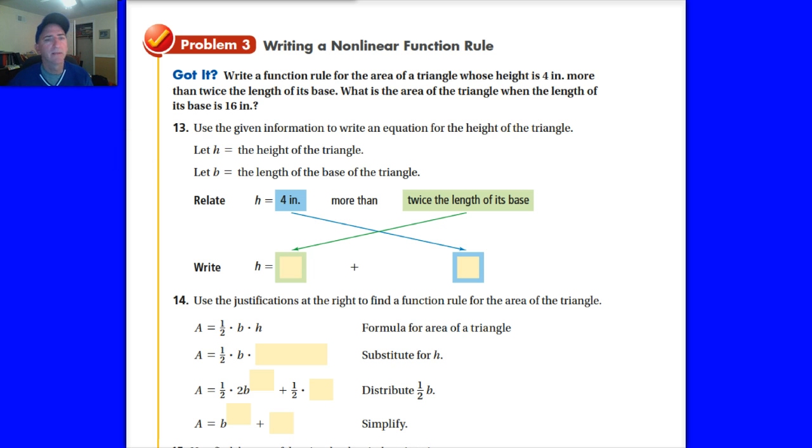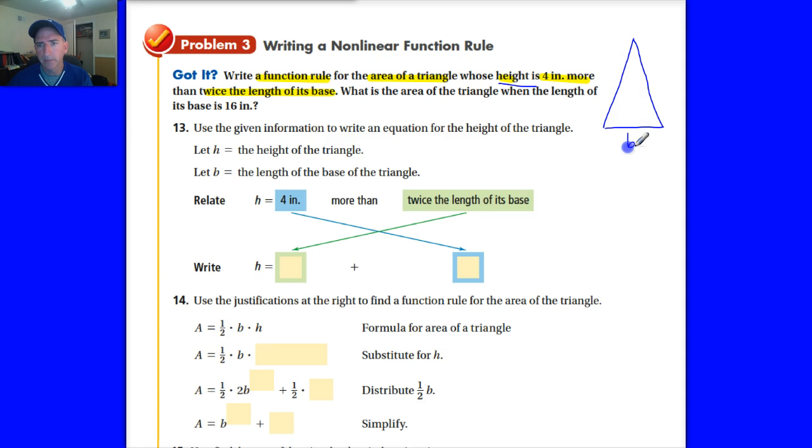Read the problem. This is a geometry problem, and you're trying to find a function rule for the area of a triangle where the height is 4 more than twice the length of the base. Okay, now anytime you have a geometry question, you should create a visual representation. There's a triangle. That's a pretty good one for me as well. And it says the height is 4 more than twice the base.